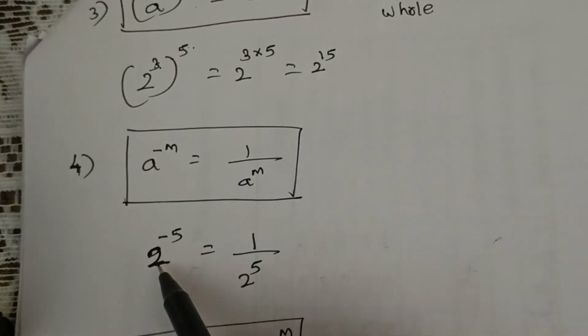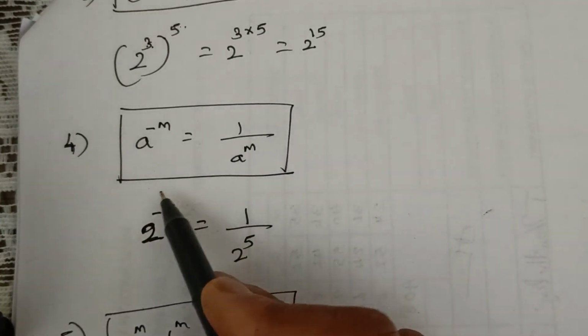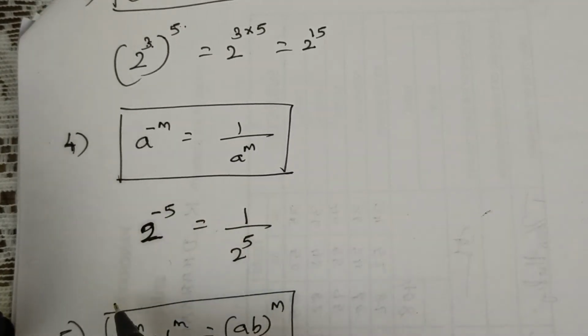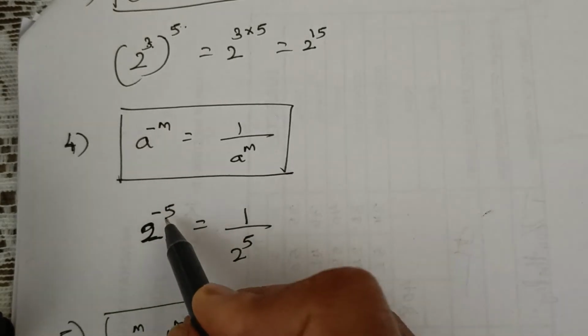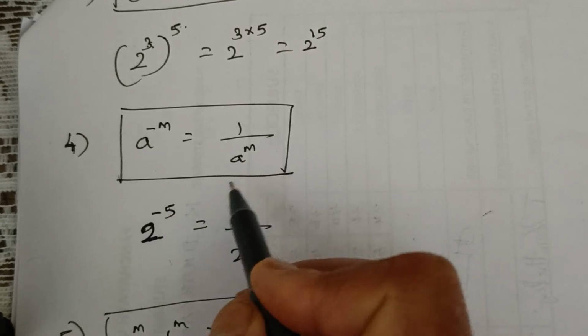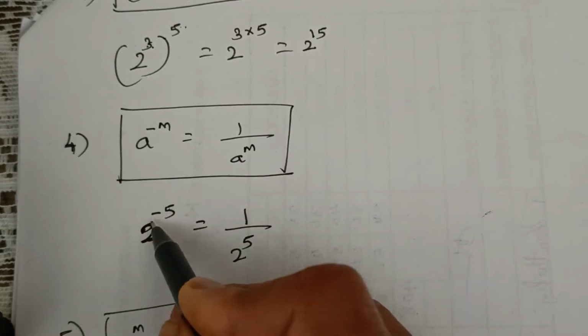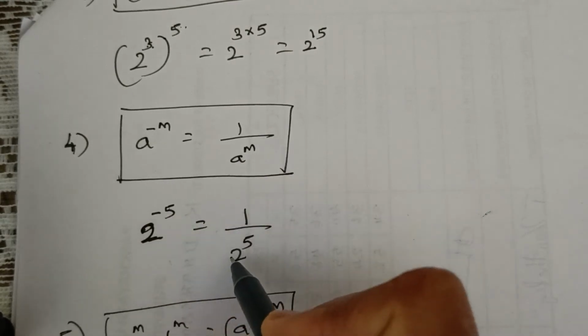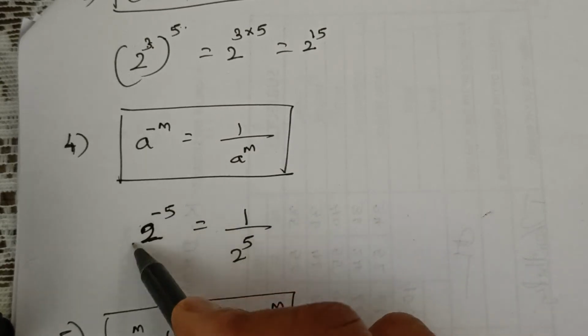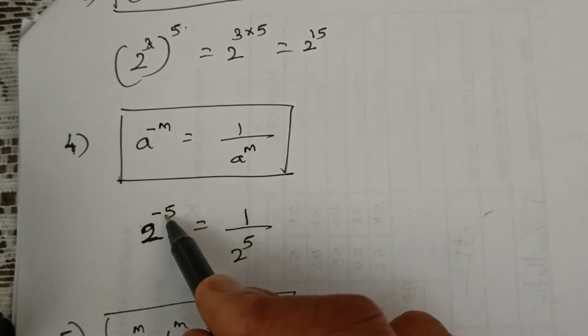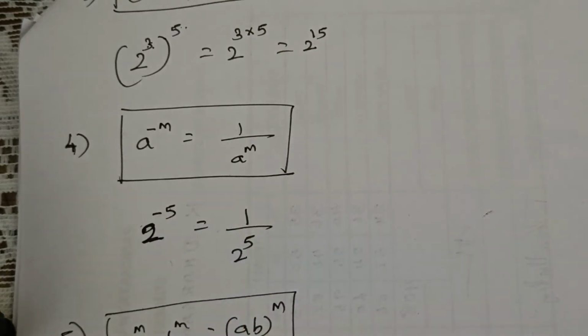We'll see an example. If it is 2 power minus 5, we don't know how to simplify this. How to multiply 2, minus 5 times, we don't know. So we change minus 5 into plus 5. What to do for that? Write the reciprocal of 2. Reciprocal of 2 is 1 by 2. And the power minus 5 becomes plus 5. When you write the reciprocal of the base, the negative power changes to positive power.